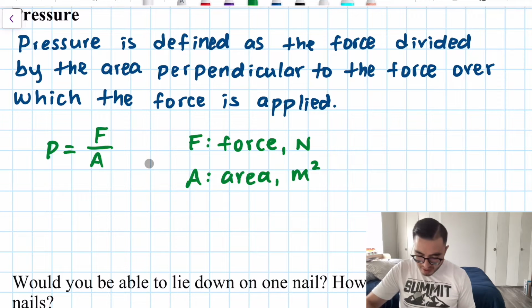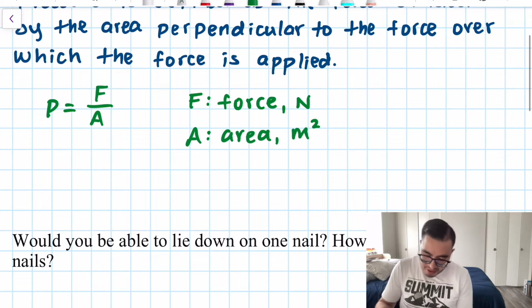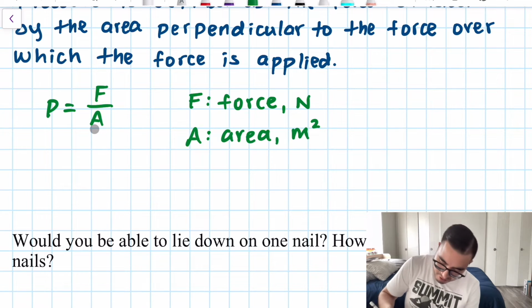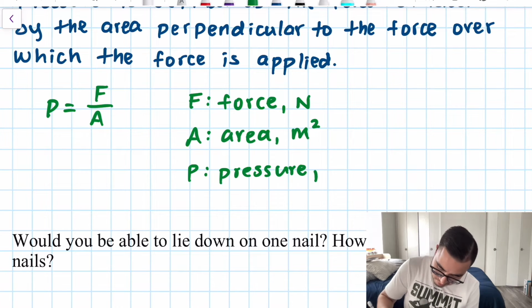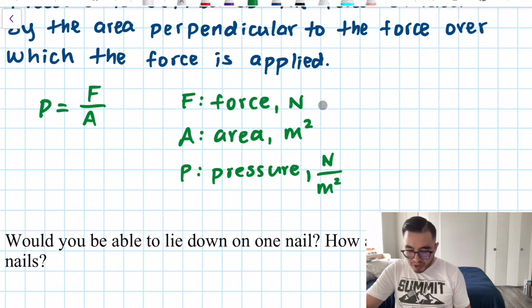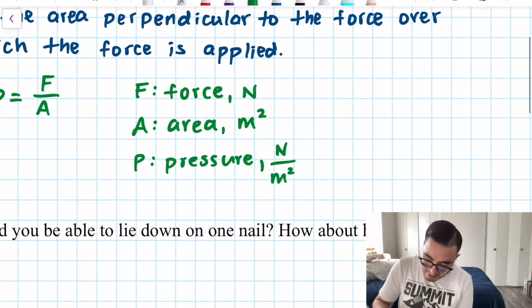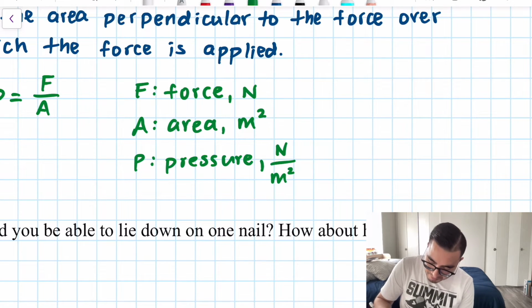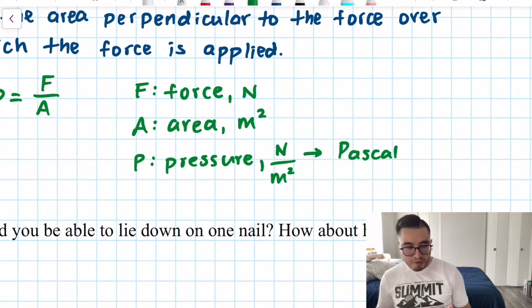I'll explain why. So the units for pressure are units of force divided by units of area, which means we have newtons over meter squared. And there's another way to name the units for pressure. We have many units, but the one we'll use right now is newton over meter squared, or pascal. So you can say the pressure is 1,000 newtons per meter squared, or 1,000 pascals.